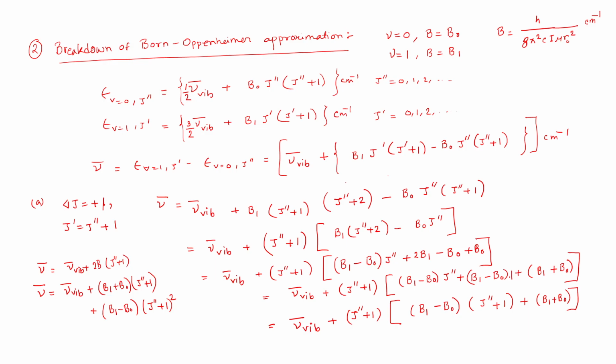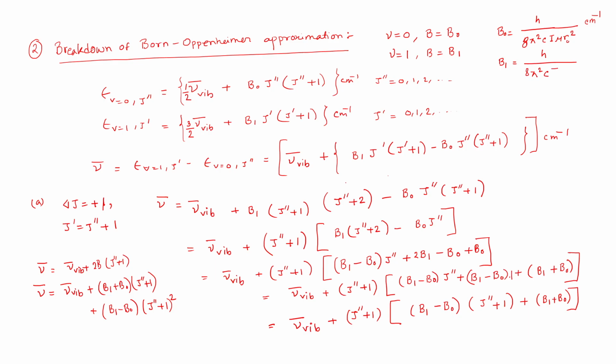So what will happen? Suppose you are in the ground vibronic level, so that is your B0 for R0. And your B1 suppose is for R1. All the other things are the same, 8 pi square C. These things won't change, right?